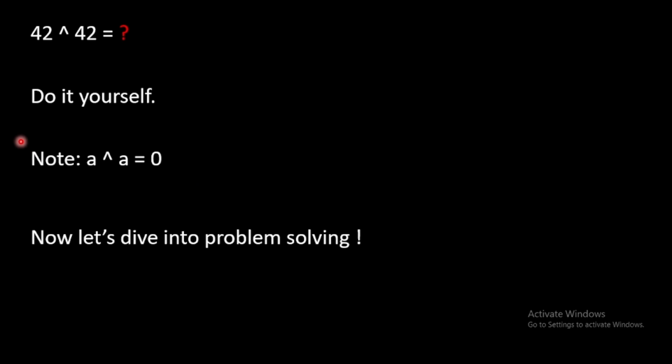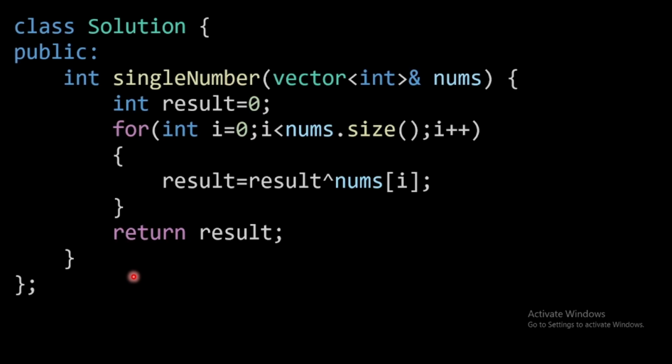Here you will find another fact, that taking XOR of two identical numbers will give the output 0. Now let's dive into the problem solving. At first, see a sample code in C++.